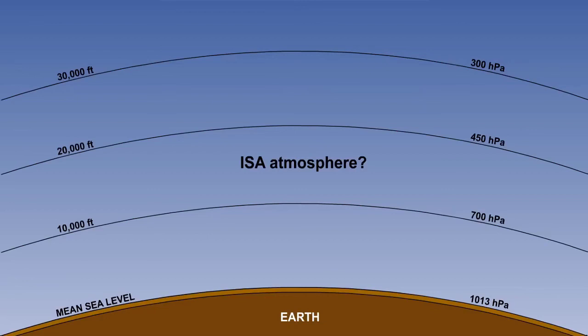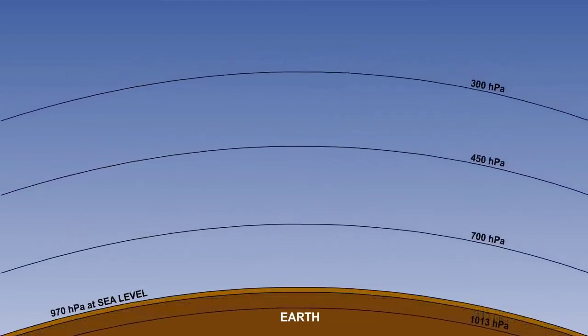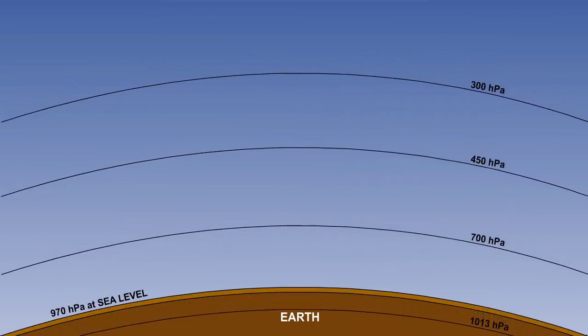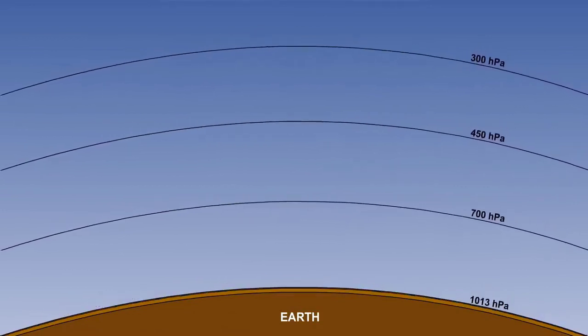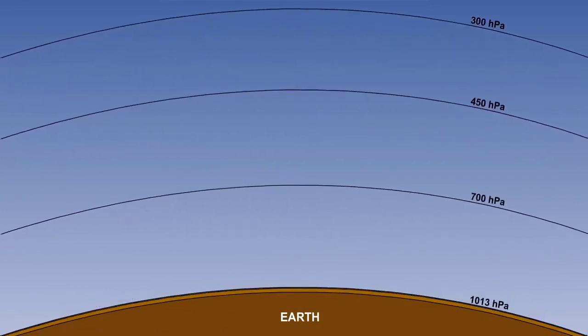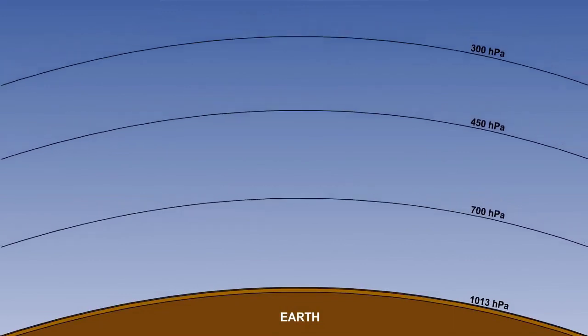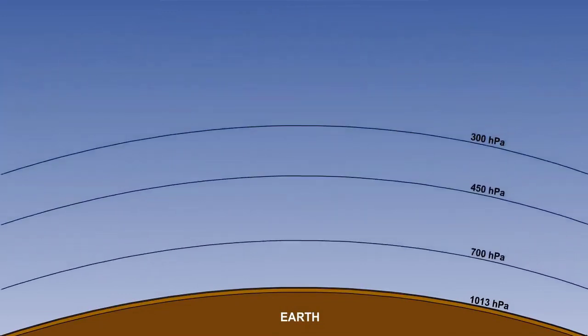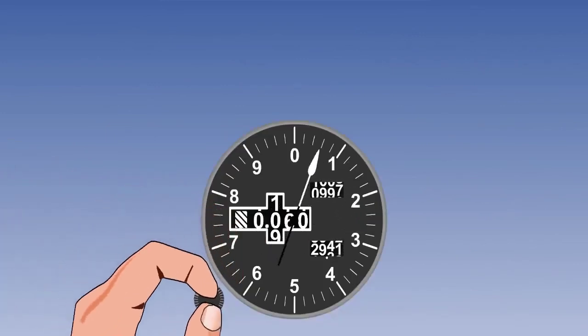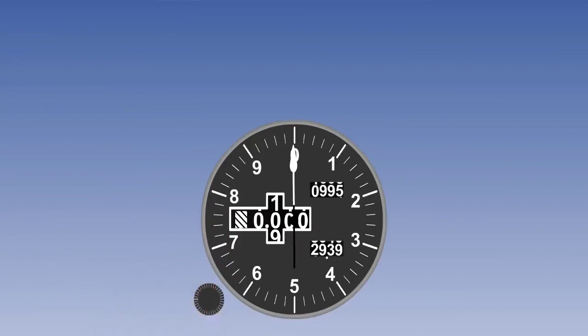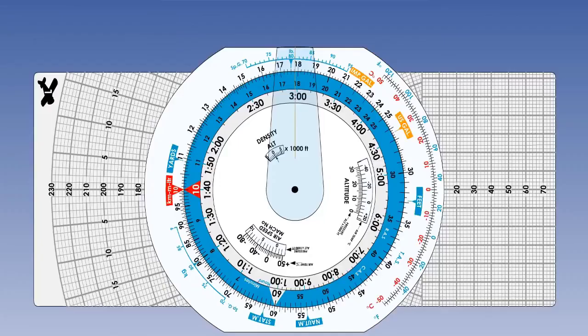We said that ISA was only a datum atmosphere for calibration purposes, and was unlikely to be encountered on any actual day. On a real day, the sea level pressure may not be 1013. In this case, we have a barometric error, and the temperature distribution may not be according to ISA, in which case we have a temperature error. We therefore have to set our altimeter to a known datum pressure, and, if necessary, correct for temperature error.